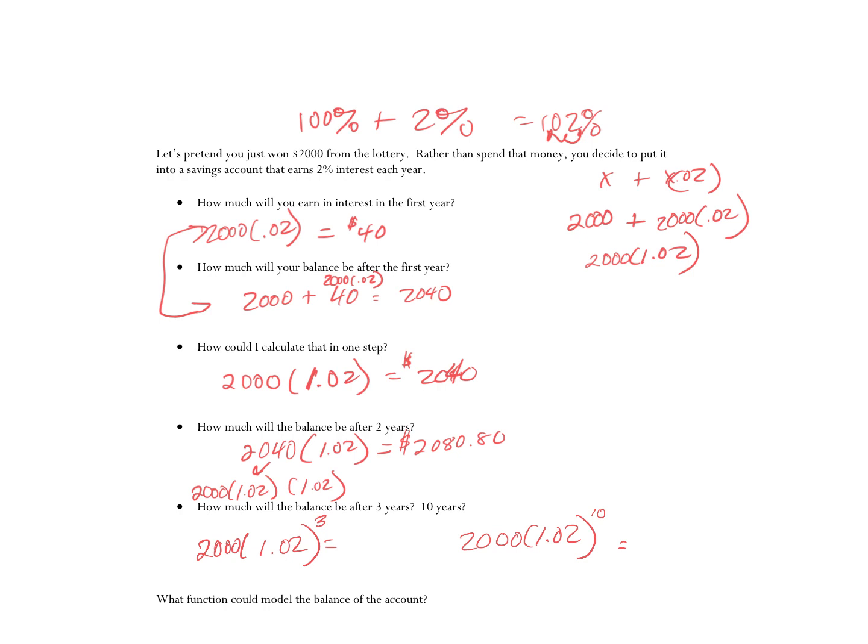What are we getting? For 3 years, 2,122.41. And then for 10 years, 2,437.98. Yeah, 99. What was the change on the first one? 416. So 42 cents.